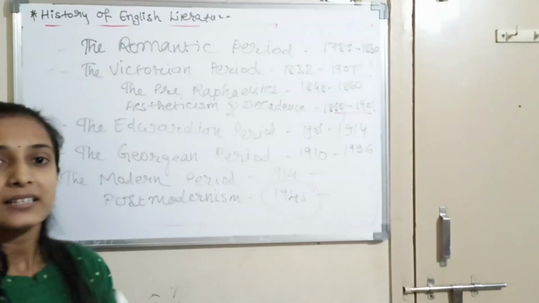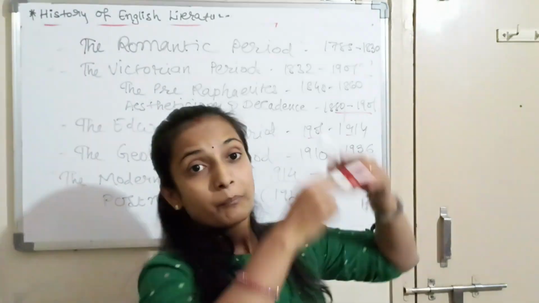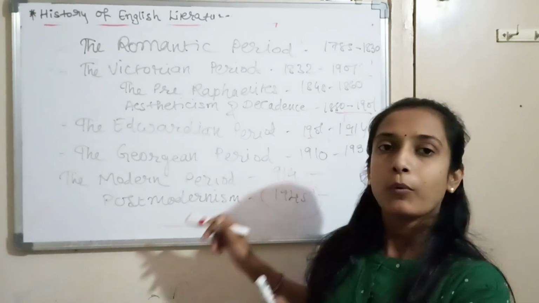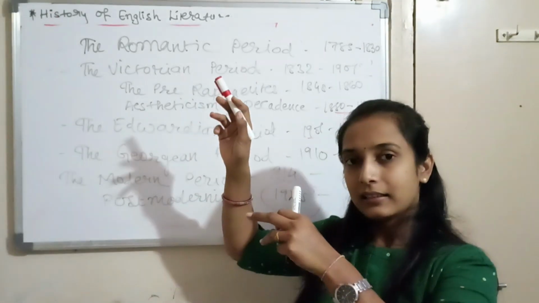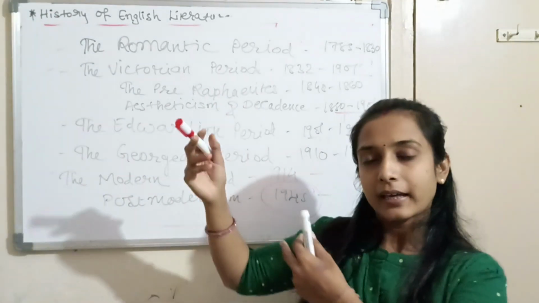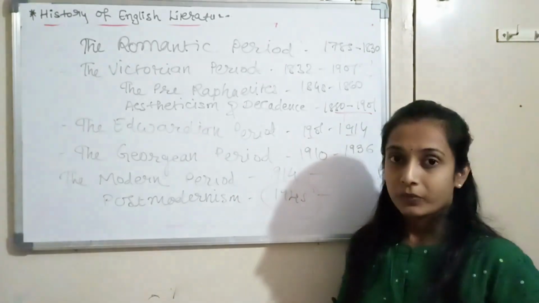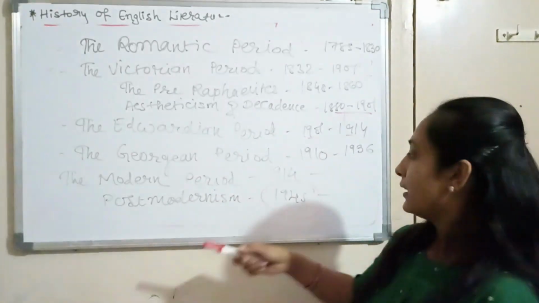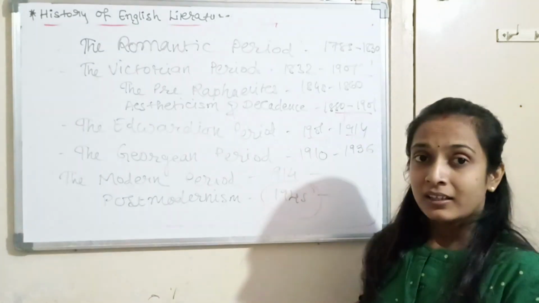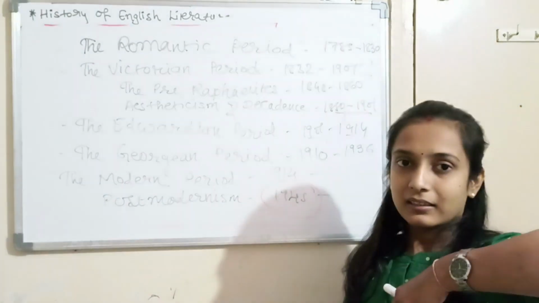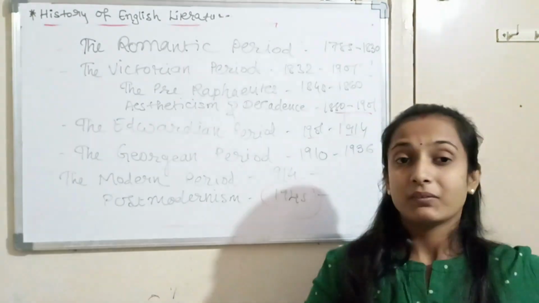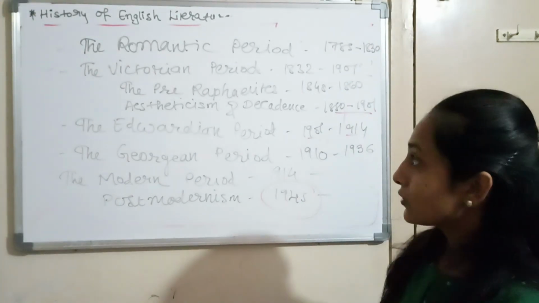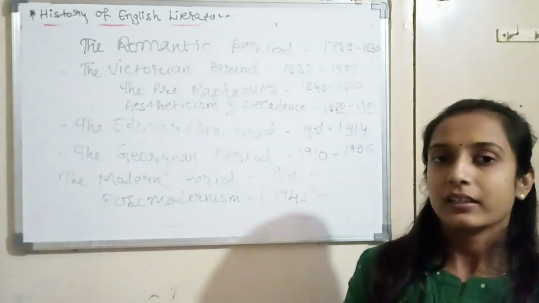So these are the ages and the periods of English literature, from Old English till postmodernism. That is the age span of literature, that it began from 450 till today, and most probably in the future we will have new literature. So that is the history of literature in brief.